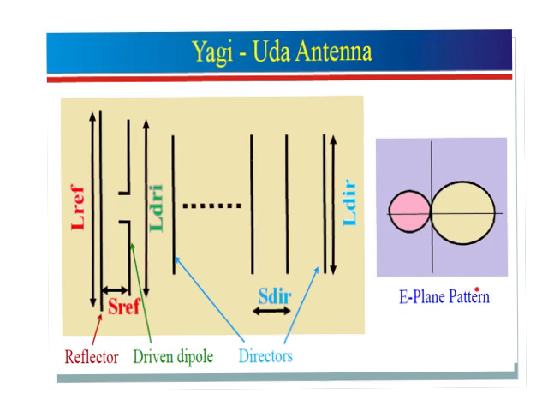And this is how the E-plane pattern of the Yagi-Uda antenna looks. The radiation pattern is more directed in the right direction, and there is a minimum value in the left direction. It means the radiated value is least in the left direction compared to the right direction, because it is a unidirectional antenna.